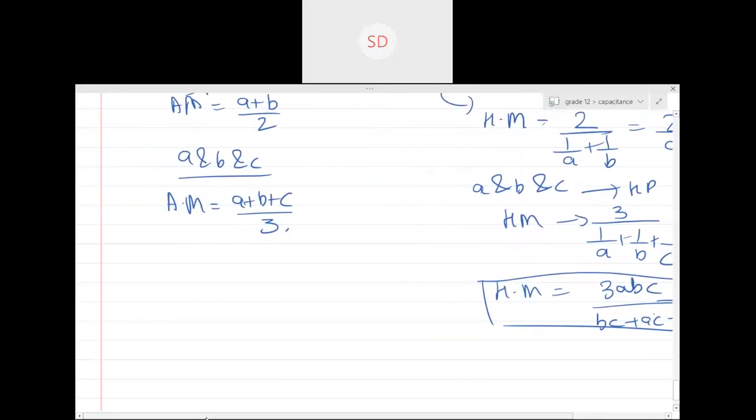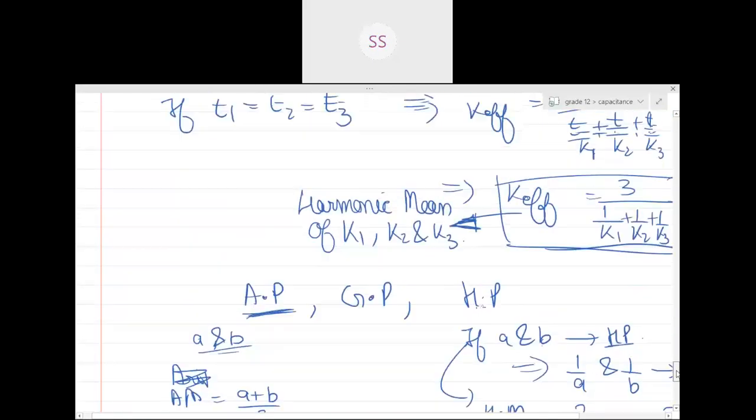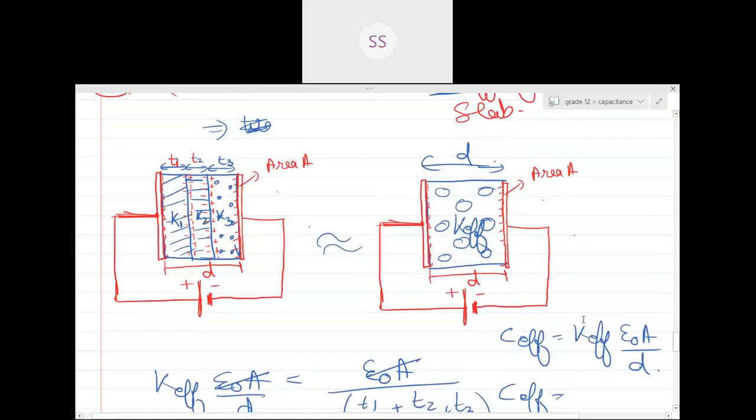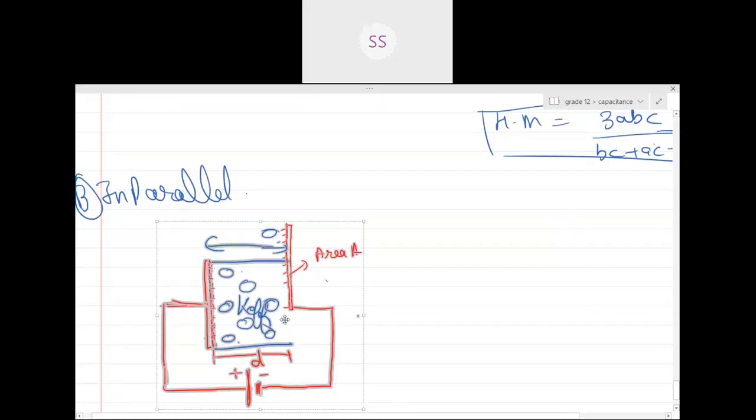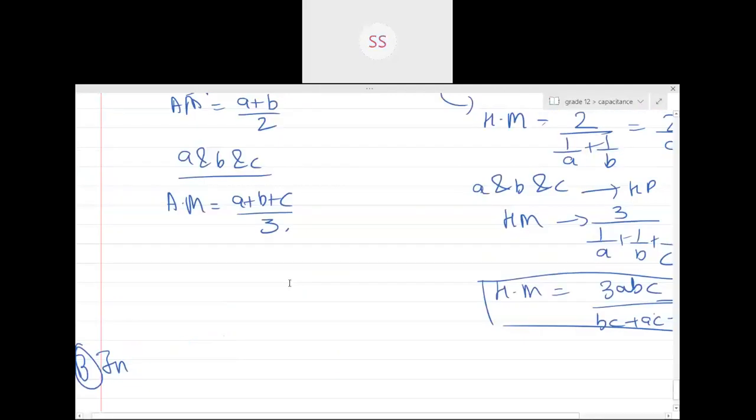Now the next case is when they are in parallel. So the next case is parallel. What just happened? Why did this thing go up? Now guys, the parallel combination.